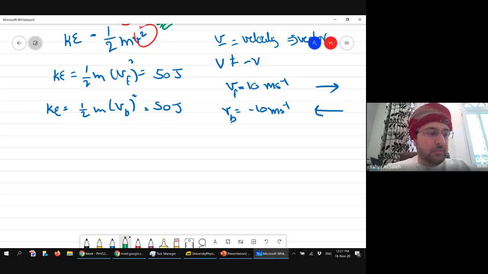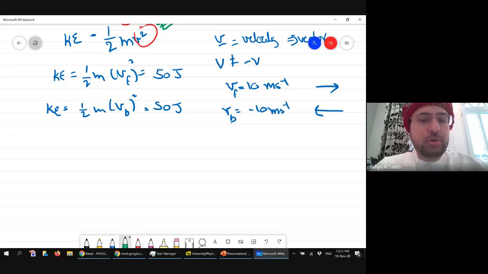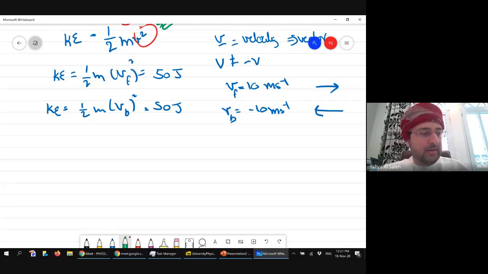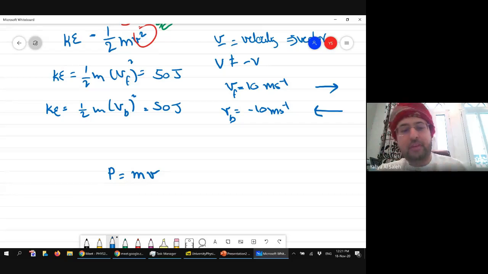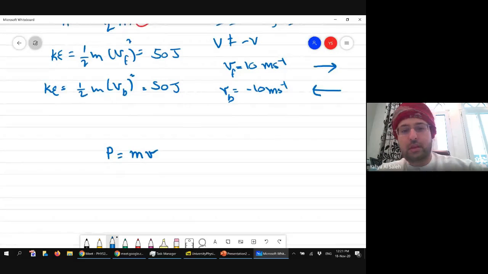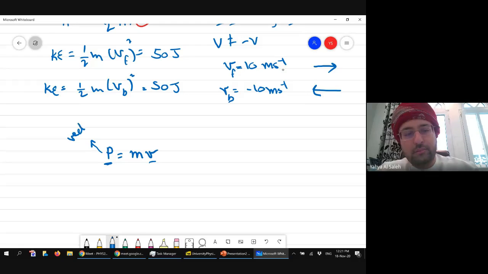Now, momentum actually also depends on mass and velocity, but it has equal dependence on both mass and velocity. And we define it as p equals mv. And since there is no squaring, momentum is also a vector.